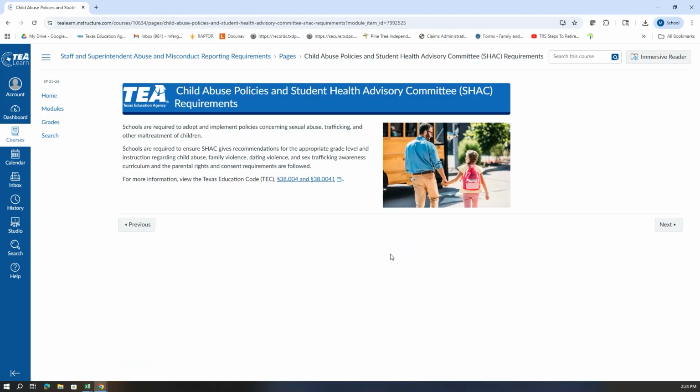SHAC committees, which is a Student Health Advisory Committee. Schools are required to adopt and implement policies concerning sexual abuse, trafficking, and other maltreatment of children. Schools are required to ensure SHAC gives recommendations for the appropriate grade level and instruction regarding child abuse, family violence, dating violence, and sex trafficking awareness curriculum, and that the parental rights and consent requirements are followed.